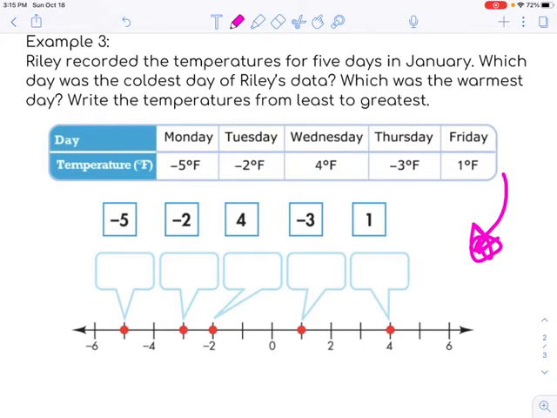So first let's start with negative 5. Negative 5, what integers does negative 5 go in between? Well, negative 5 goes in between negative 4 and negative 6. So I can put it right below here.